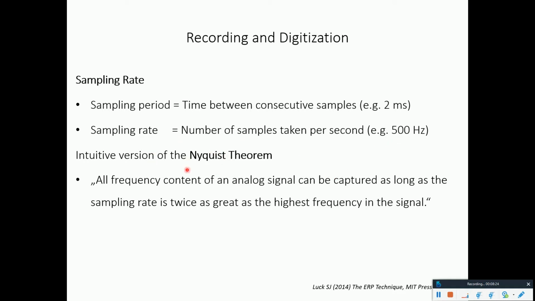An important theorem about adjusting sampling rates and knowing what kind of frequency one can observe in the signal is the Nyquist theorem, which says all frequency content of an analog signal can be captured as long as the sampling rate is twice as great as the highest frequency of the signal. Yeah? So if the highest frequency of interest is, for example, 40 hertz gamma oscillations, then you should sample at least with 80 hertz or more. So the typical sampling rate for EEG is 500 hertz.